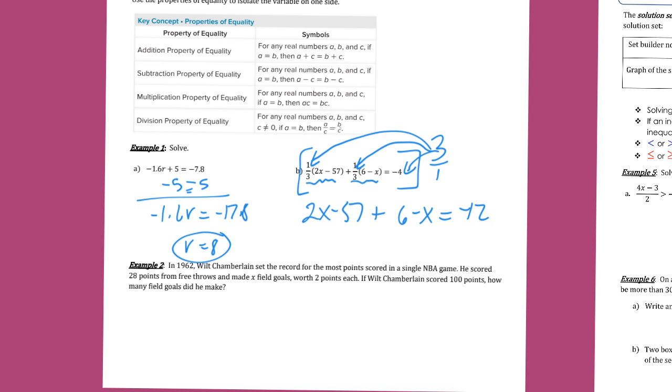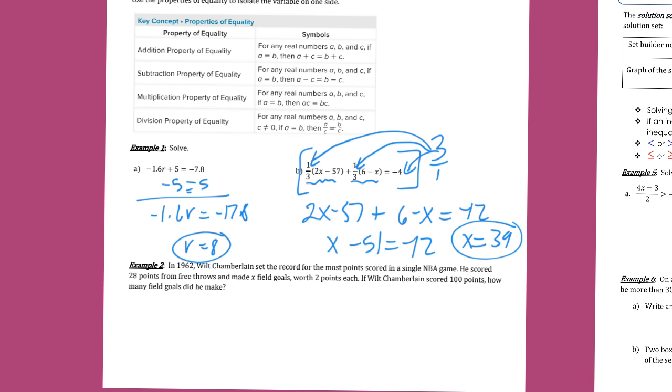Combining like terms gives you x minus 51 is equal to negative 12. If you add 51 to both sides, you're going to get x is equal to 39. So be careful with your signs, be careful with your inverses, and make sure that you combine like terms on the same side. Word problems, honestly, at this level, they're not going to be terrible.